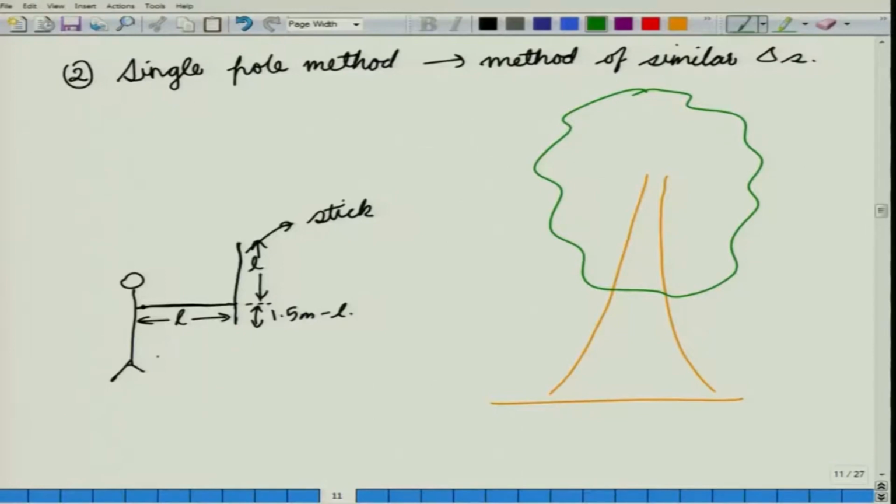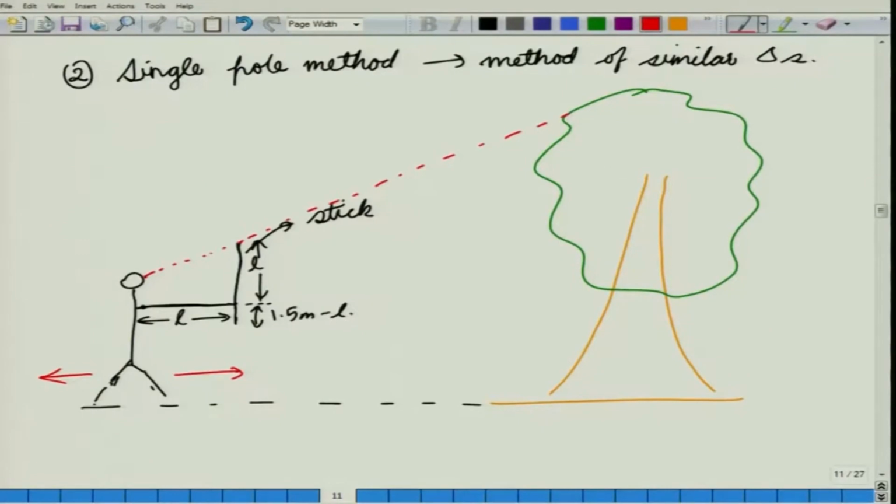Suppose he is standing at the same level. Now, our observer will either go towards the tree or go away from the tree to ensure that, from his eye, the top of the stick and the top of the tree come in the same line.